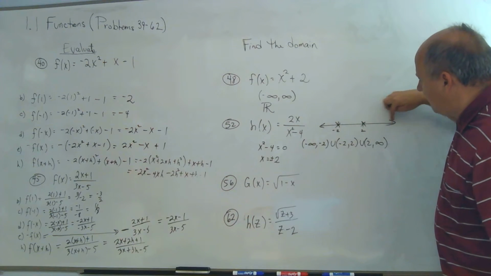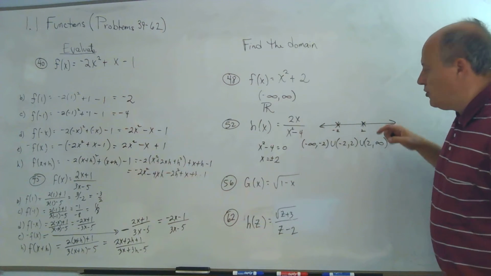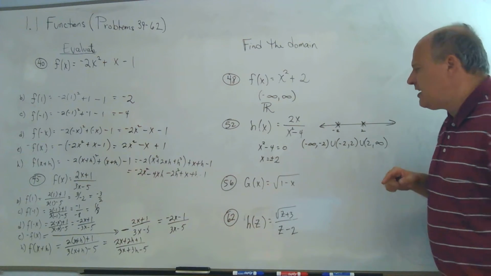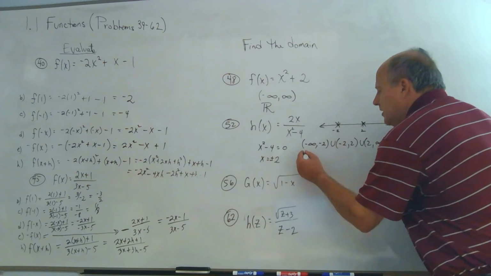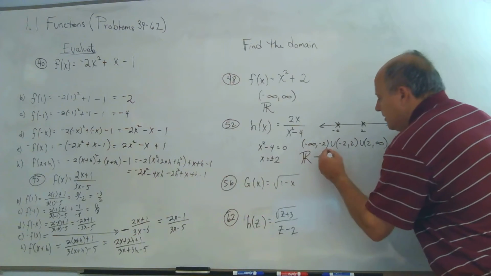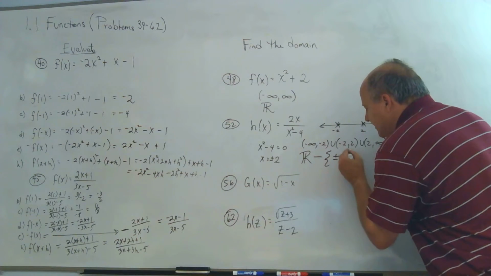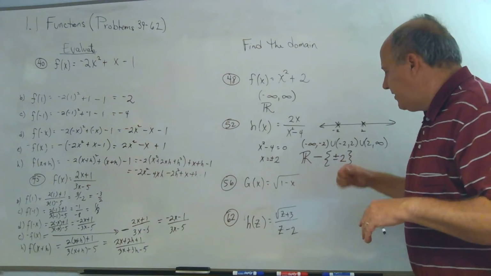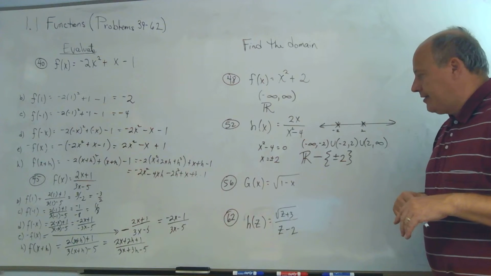And everything to the right of 2 is allowed. So that's what the domain is. So you can write it in interval notation. Another way you can write it with the real numbers, all real numbers except plus or minus 2. Most people, this is their favorite way to write it because it's more compact, and so they enjoy that one a little better.